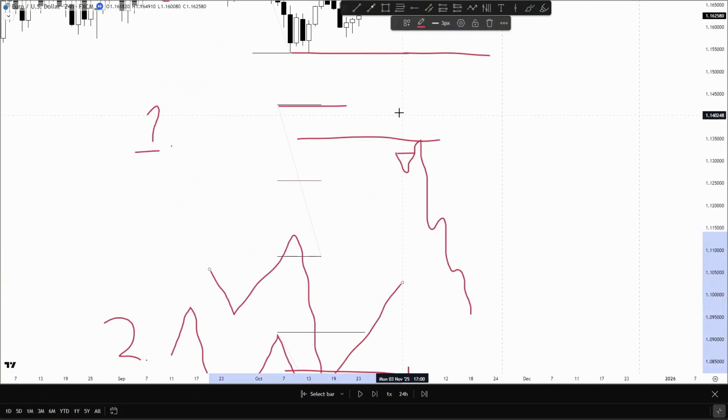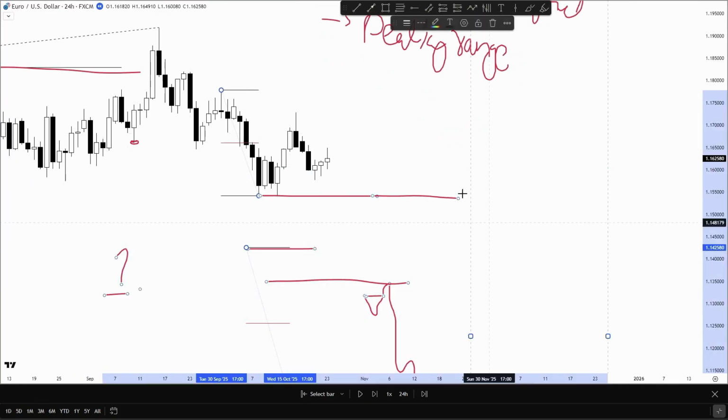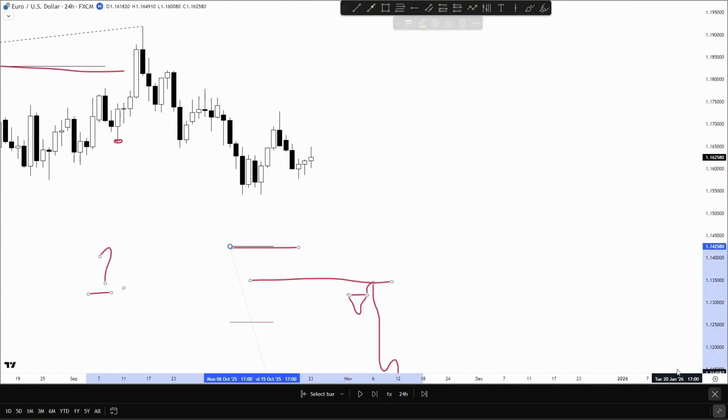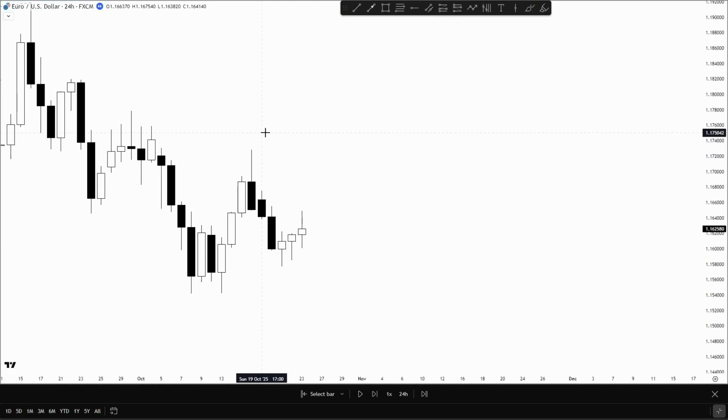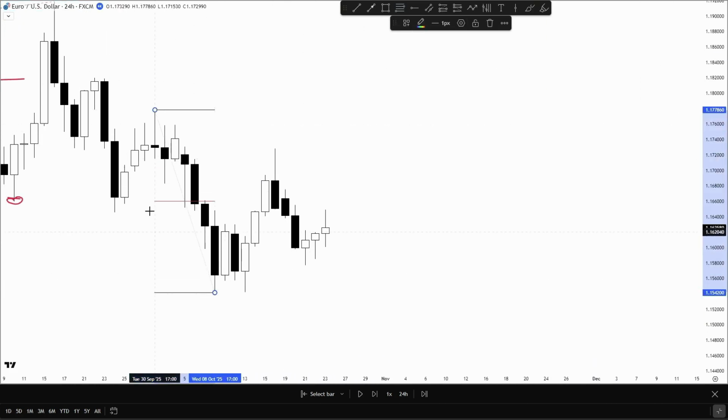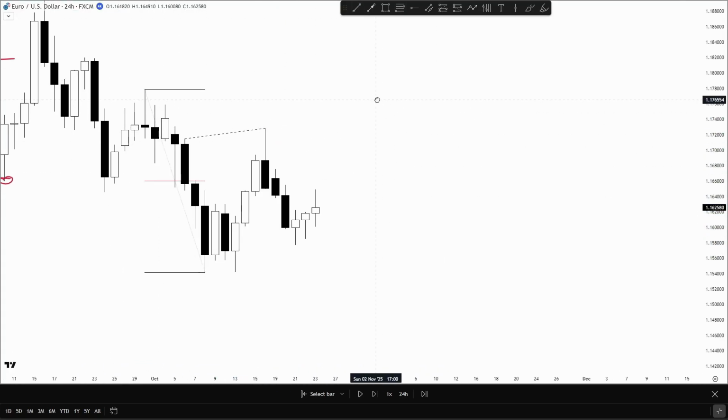Okay, now let's look at this price action. Let me remove all of this. We have this macro dealing range and we had an SMT divergence. We also tested this premium key level and formed a candle range.